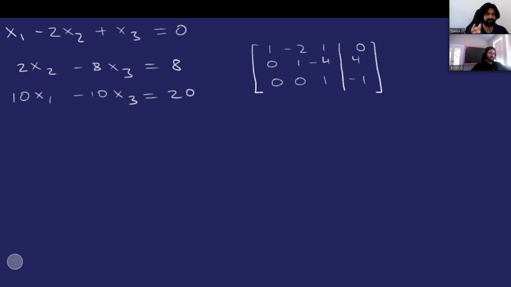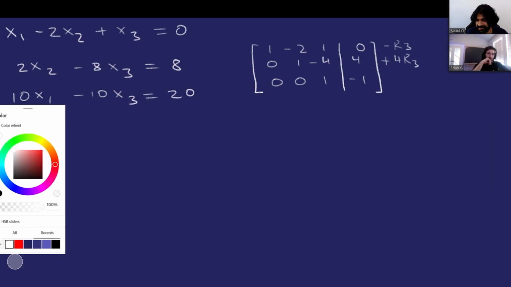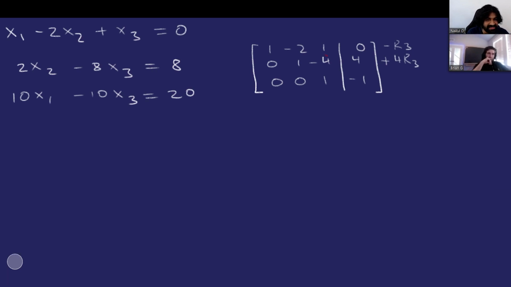Now, let's do a couple more row operations in order to clear out all the unnecessary variables from the remaining equations. As an example, I can add 4 times row 3 to row 2, and I can also subtract row 3 from row 1. That will have the effect of eliminating this -4 and this 1 and turning them both into zeros.